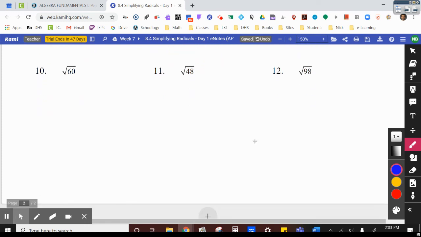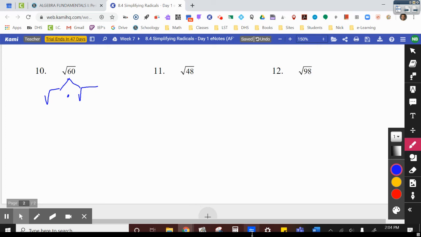All right, we got a couple more here. And then it'll be time for you guys to do some practice. So on number 10, we have the square root of 60. Why don't we pause the video? I want you to find the two factors that you're going to break up the square root of 60 into. So what are my two numbers that I'm going to break up 60 into? Go ahead and pause that video and answer that question.